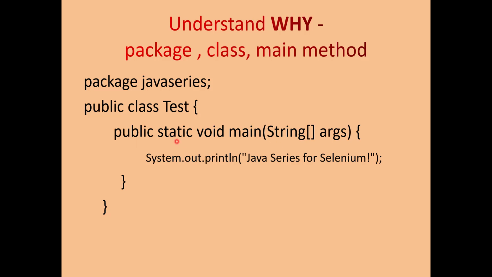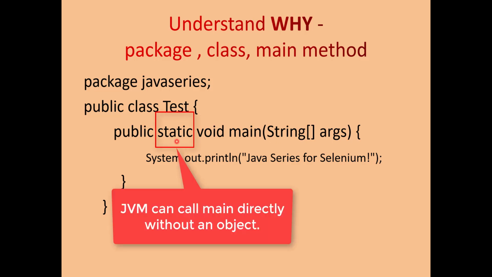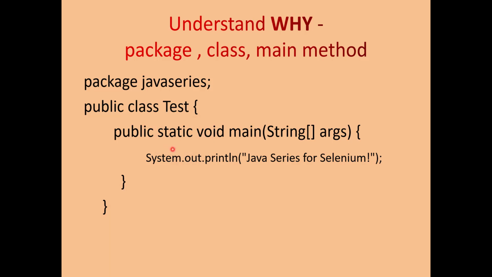Then we have static. We will understand more about static in an upcoming session. For now, static means the JVM should be able to call this main method without creating an object for this class, Test. Okay, so without creating an object, if you want to call any method, that method has to be static in Java. So no need to create any objects. That's why it is static.